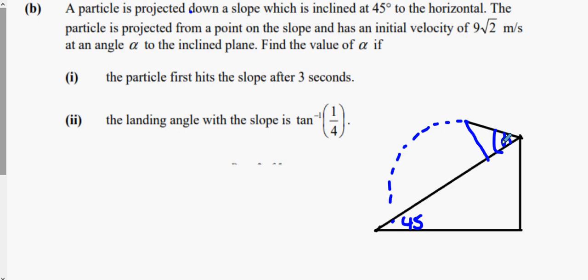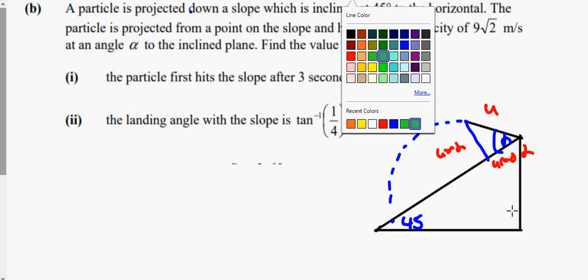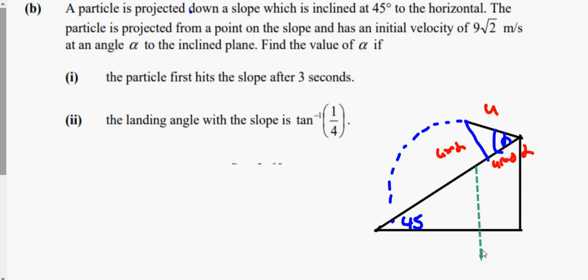Now, what we're going to do is the usual. We're going to call that U. You're going to be U sine alpha, and you're going to be U cos alpha. We're then going to work our way to using a gravity triangle, like so. Straight across, perpendicular, and parallel. That's our gravity triangle there, which is 45. And in our gravity triangle, that's going to be G cos 45 and G sine 45.